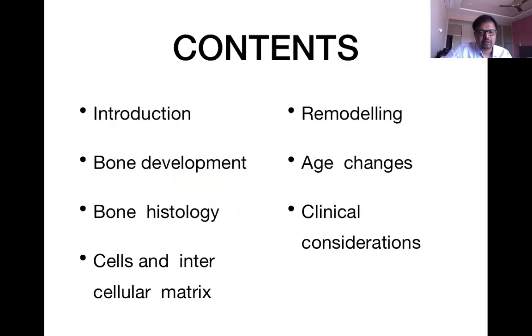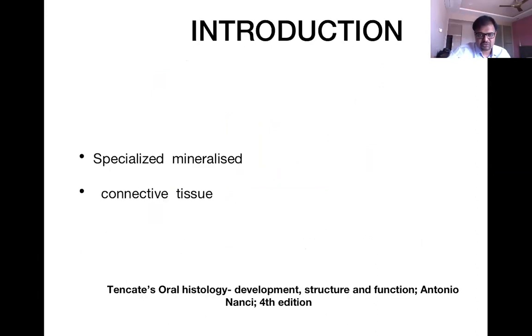So let's understand the contents of this chapter. We'll have a small introduction about bone that we just had. Then we're going to learn a little bit about how bone develops. We'll study a little bit of bone histology. Then the various bone cells, the osteocytes, osteoblasts, etc. How does a bone remodel? Certain changes happening in the bone as one ages. And then let's look at the clinical considerations.